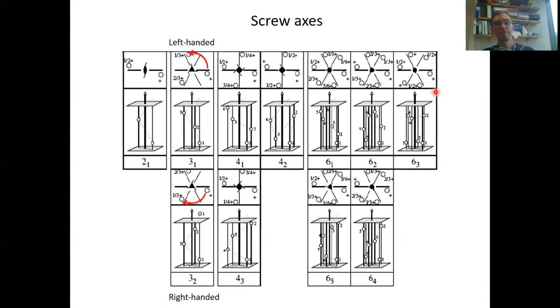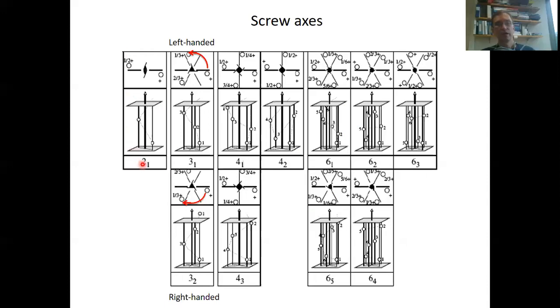Therefore, the number of screw axes that are possible is restricted to those having 2-fold, 3-fold, 4-fold, and 6-fold symmetry. Is a 2-fold screw axis similar to a glide plane? No, it is not. Rotation is different from reflection. So therefore, these are distinct from each other.